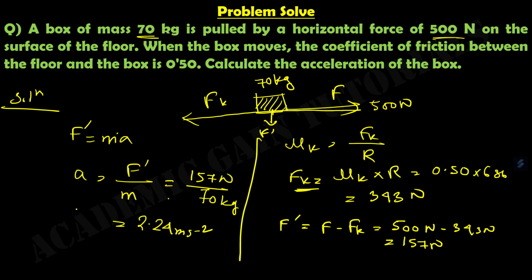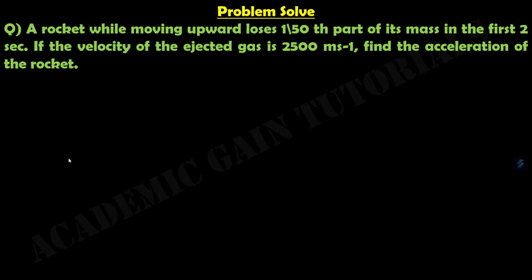Now coming to the last problem. The last problem is a problem of motion of a rocket. It says that a rocket while moving upwards loses 1/50th part of its mass in the first 2 seconds. We have to find out, if the velocity of the ejected gas is 2500 meter per second, the acceleration of the rocket.